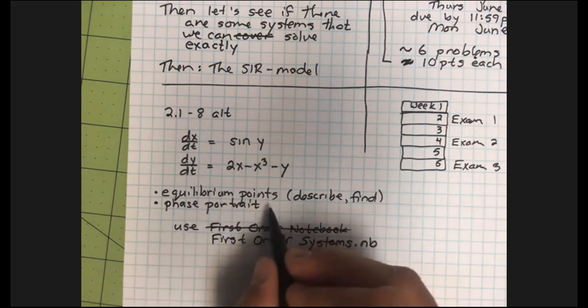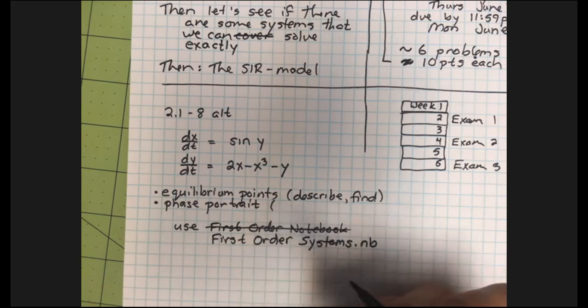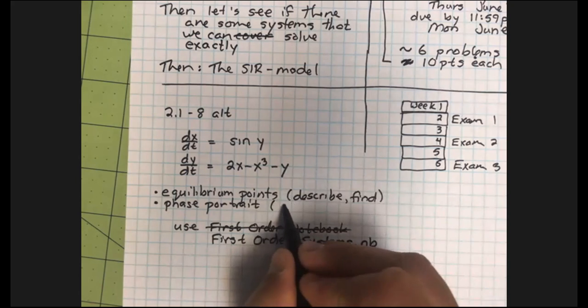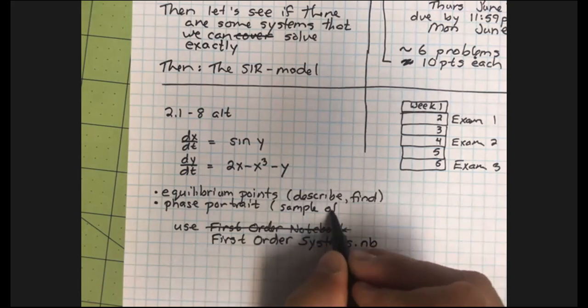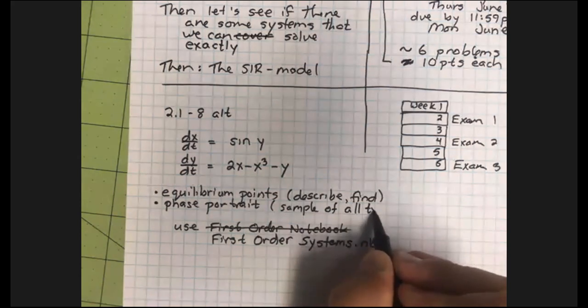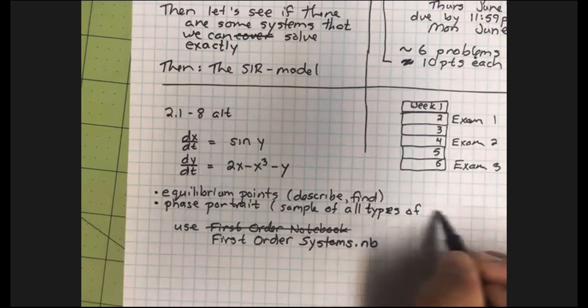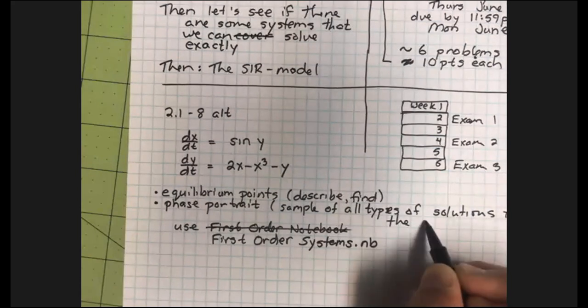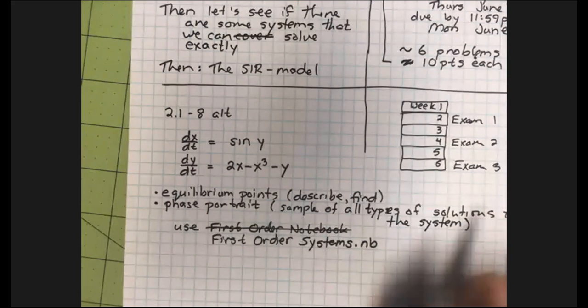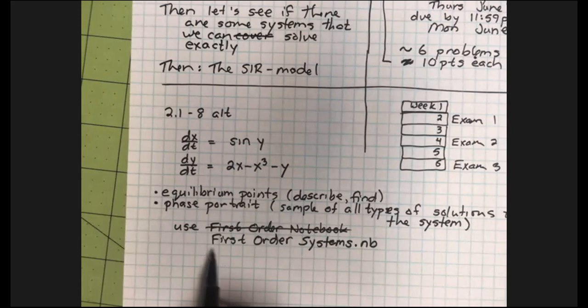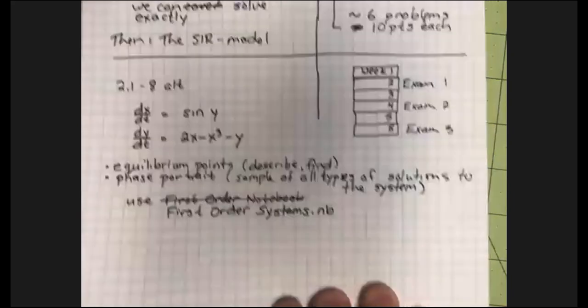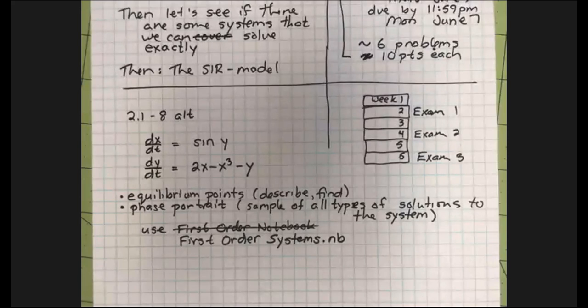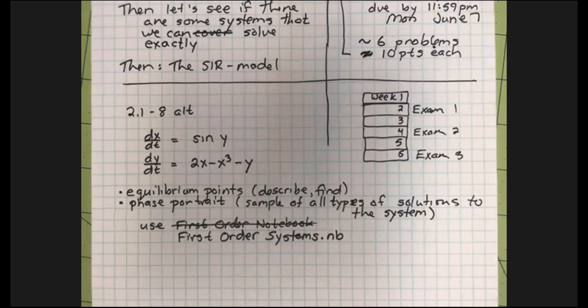Remember what a phase portrait is. Really a demonstration of all the things that could happen. A sample of all types of solutions to the system. But the problem with any technology is that even if you're running it very, very well, the technology doesn't treat any one point different than any other. It's kind of agnostic as to what's important or not. So the concept is you have to know essentially what's important before you open the machine.